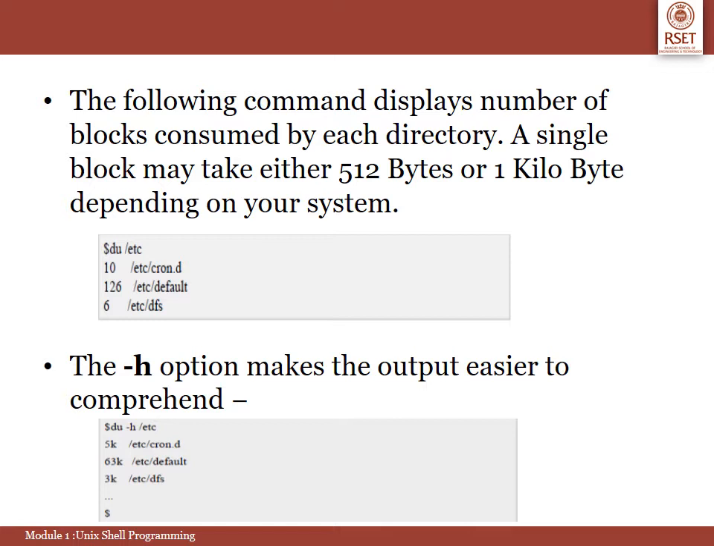So under /etc we have cron.d, default and dfs. These are the directories, and 10, 126 and 6 are the number of blocks consumed by each of the directories. If you specify the -h option, it will be easier to comprehend. It will display like this. So it will display the number of blocks consumed by the directory in kilobytes.